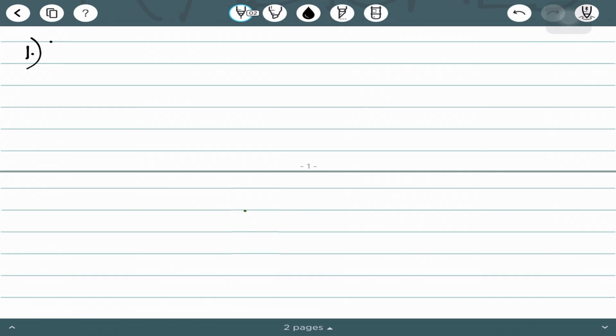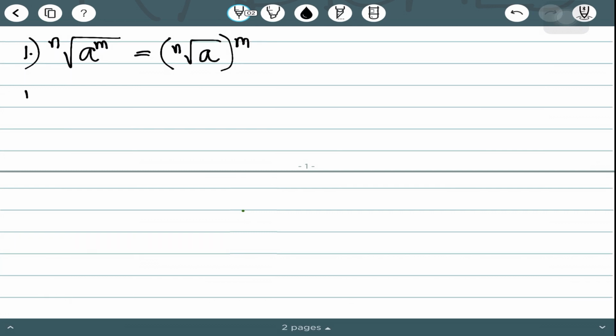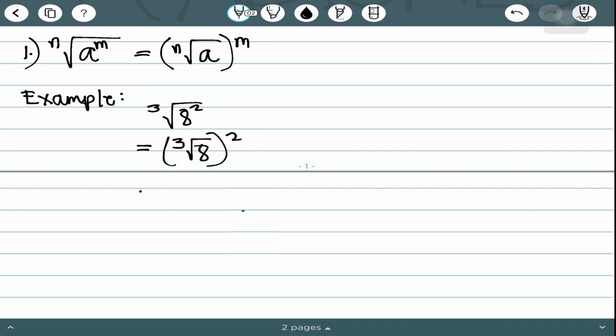For the first property, the nth root of the variable a with the exponent m is equal to the quantity of the nth root of a raised to m. For example, if you have the cube root of 8 squared, then it would be the same as the cube root of 8 quantity squared. The cube root of 8 can be further simplified, and the answer is 2. So we have 2 squared. 2 squared will result to 4.